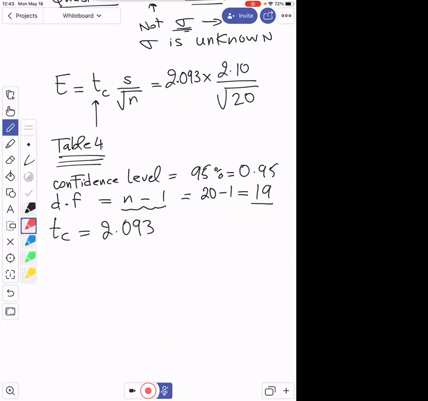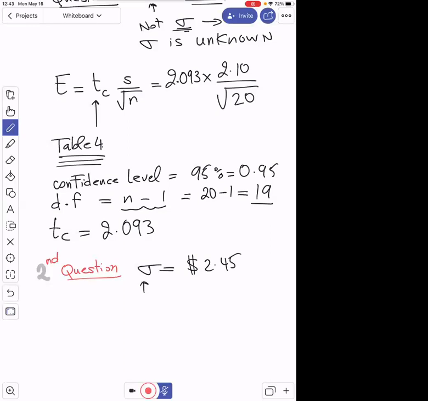So in the second question, we need to read the problem carefully, guys. It says the population standard deviation sigma is 2.45. So sigma is given, so sigma is known. In this case, our error E would be, instead of T subscript C, Z subscript C times sigma, 2.45, over the square root of n. That's the square root of 20.